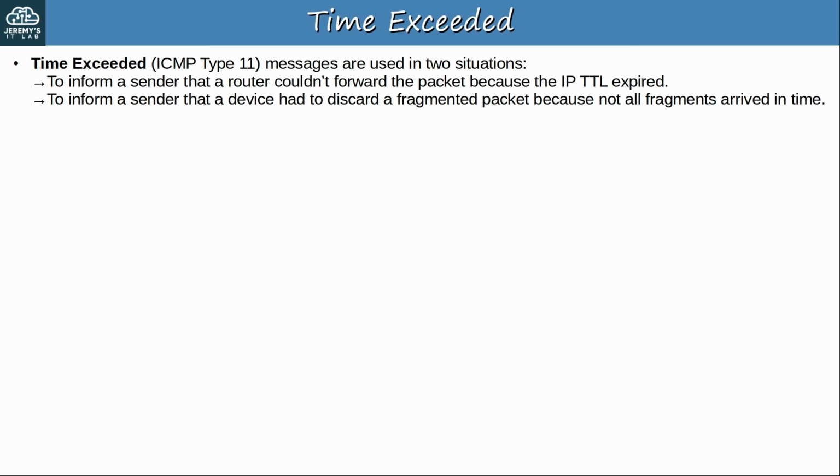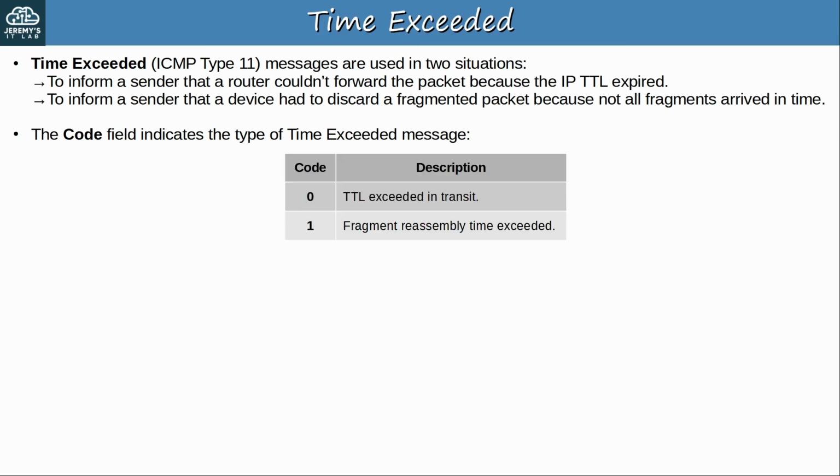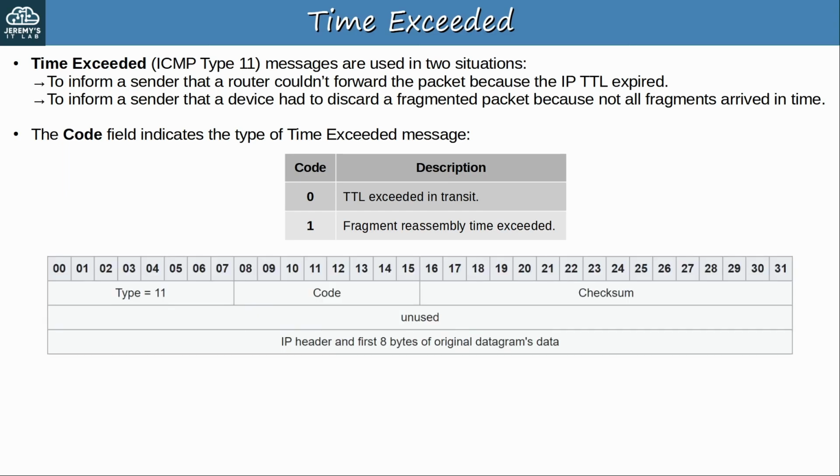So after a certain period of time passes, it will discard the fragments it received and send this message to the original sender. And the code field is used to differentiate between these two types of time-exceeded messages. Code 0 means TTL exceeded, and code 1 means fragment reassembly time exceeded. And here is the message format. The rest of header section is unused, so it will be all zeros in a time-exceeded message. And the encapsulated data, of course, is the IP header and first 8 bytes of the payload of the packet that caused this message.